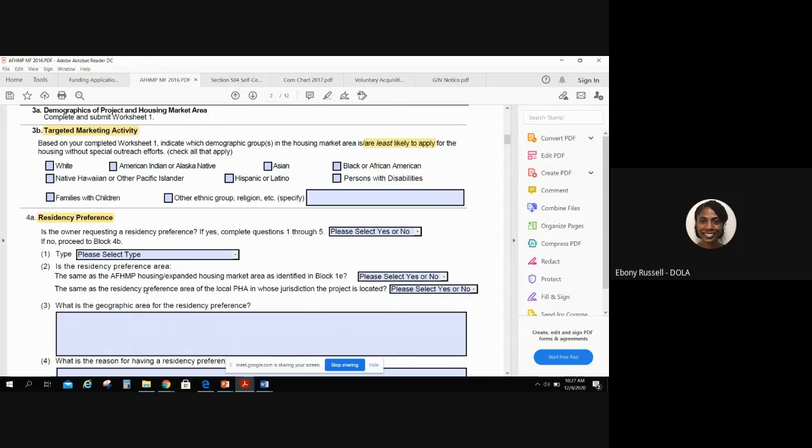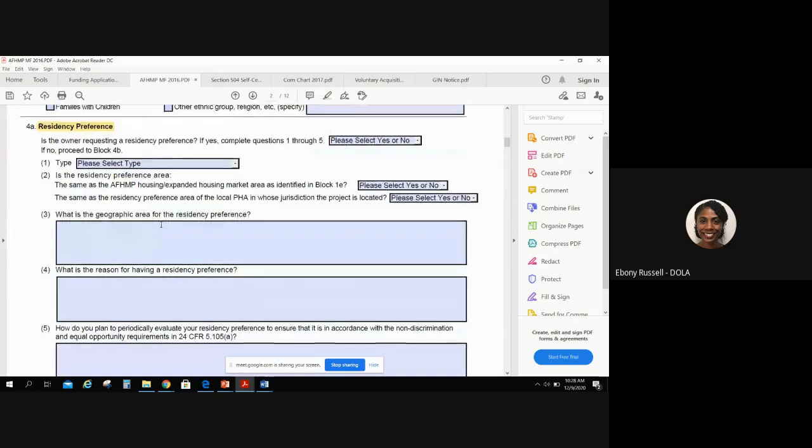And so sometimes when I'm looking at these forms, I feel like people are just checking boxes, but this form really is a tool for you to use to make sure that your program actually benefits the least likely to apply in the area where you're funded. So you're going to be looking at your demographics and the market area to determine who's least likely to apply, identify that population, and then specifically market to them.